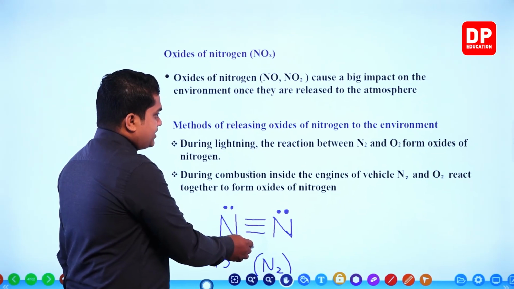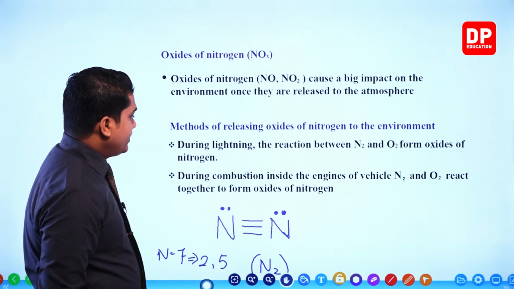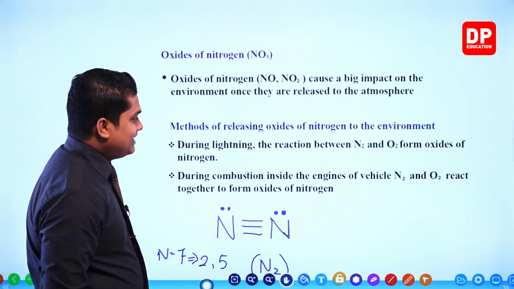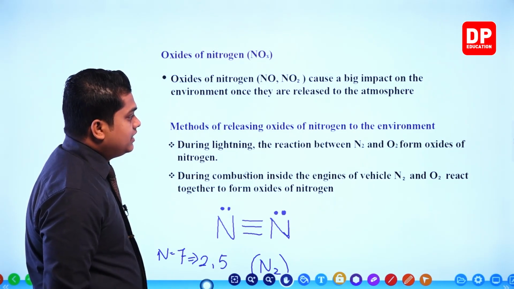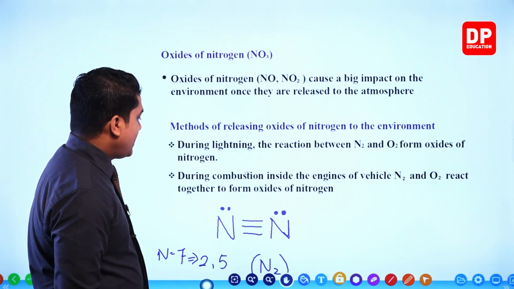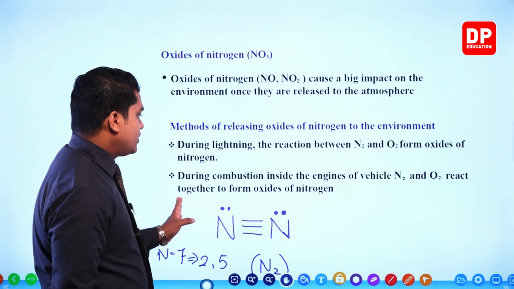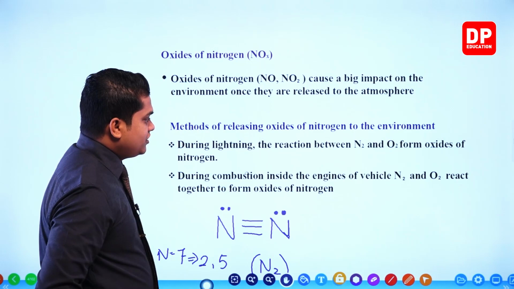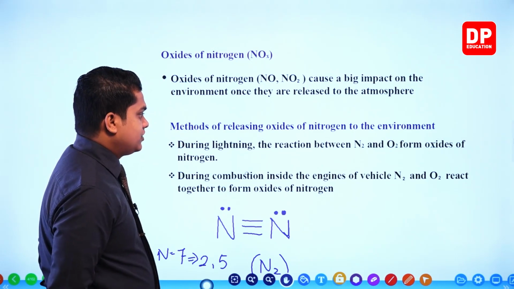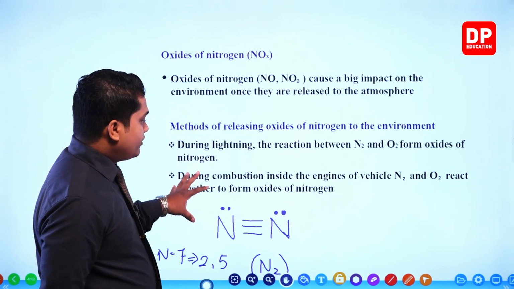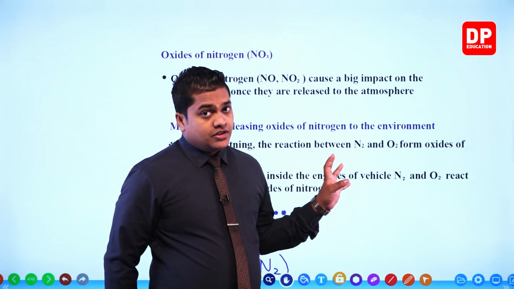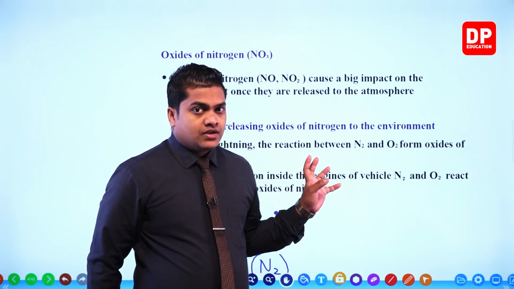Okay, then the next one given. During combustion inside the engines of vehicles, nitrogen and oxygen react together to form oxides of nitrogen. So during the combustion inside the engines, nitrogen and oxygen react. You know that in our engines, right?